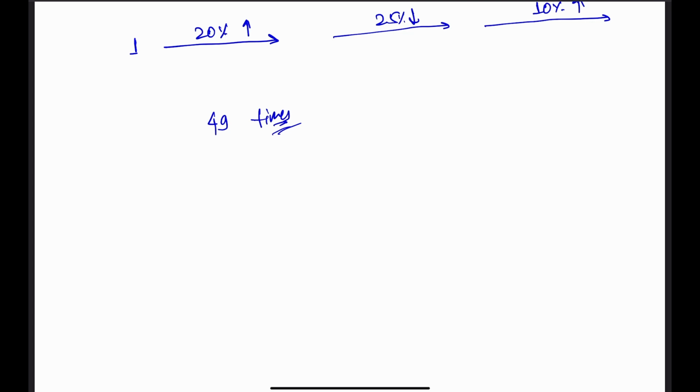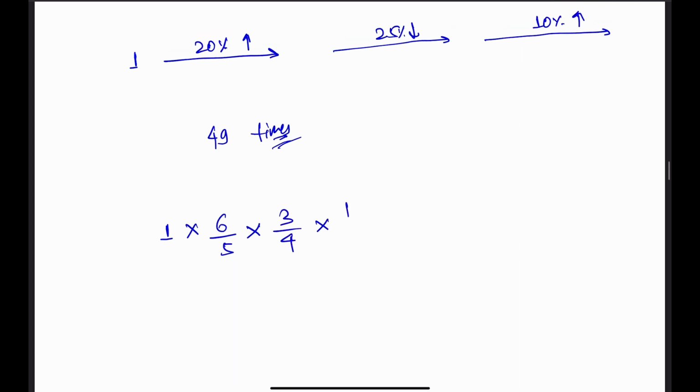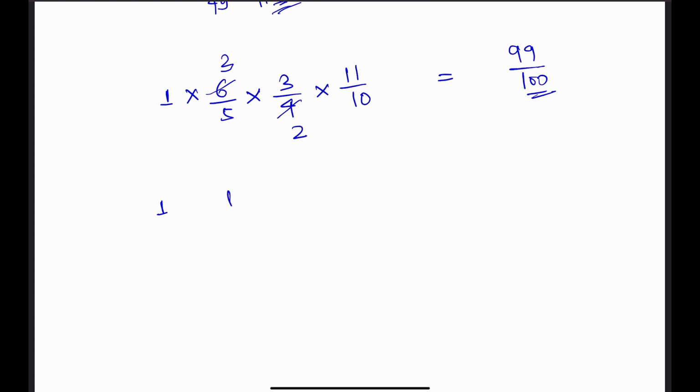Let's try to solve. So if it's 1, increase by 20%, so 20% is 1 by 5. So multiplying factor 6 by 5, into decrease by 25%, so 1 by 4, so it will become 3 by 4, and then increase by 10%, so 11 by 10. So 3 by 2, so 99 by 100. So in one time, I can say the number is decreasing by 1%.